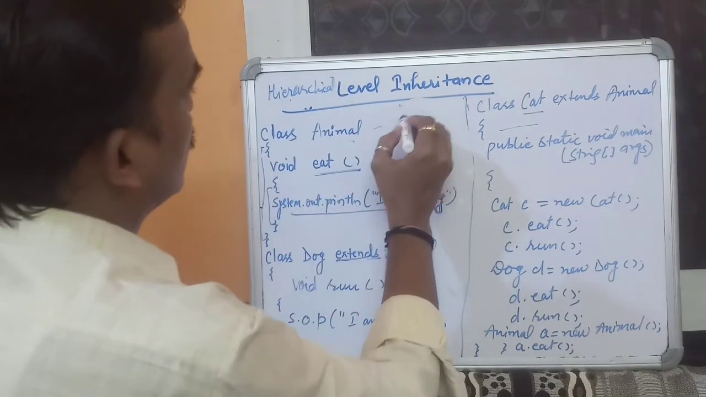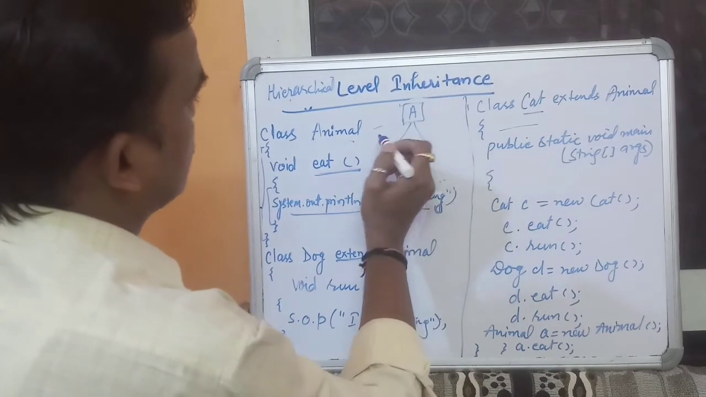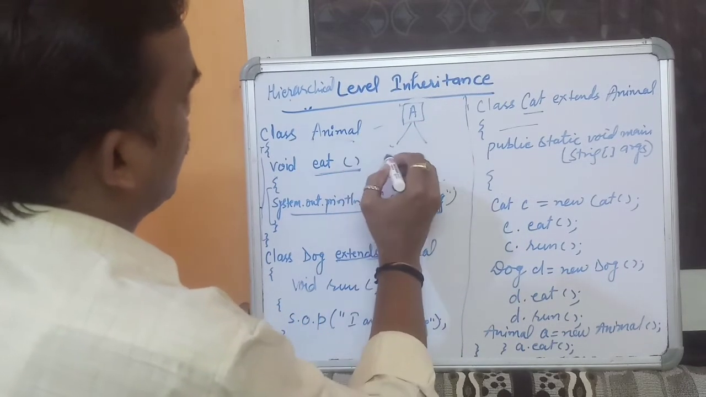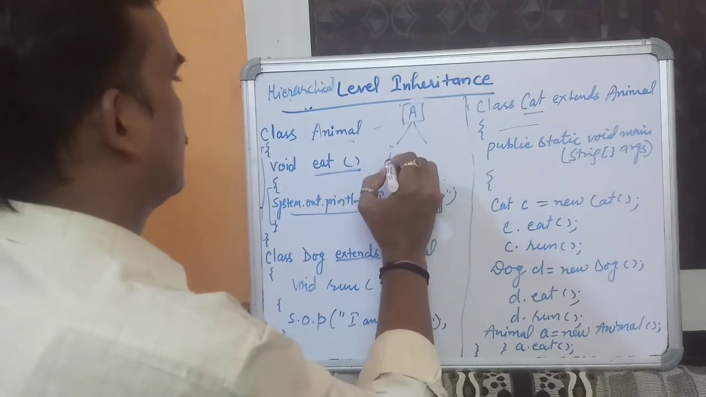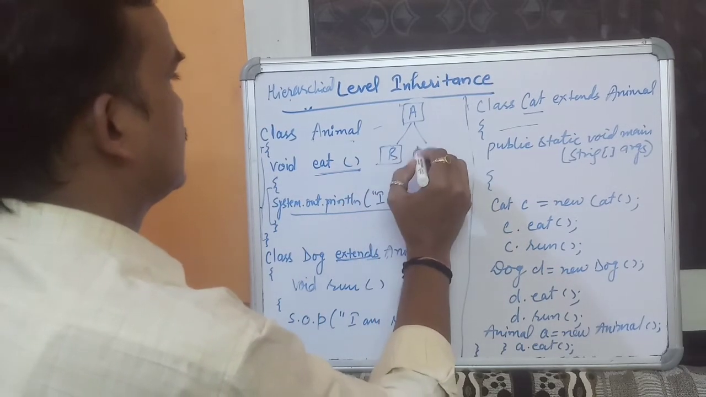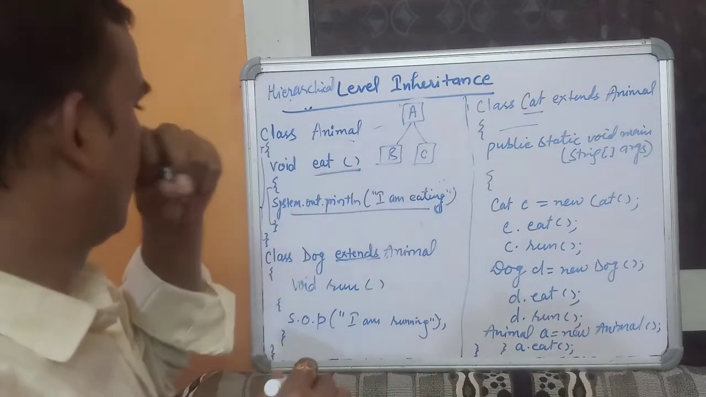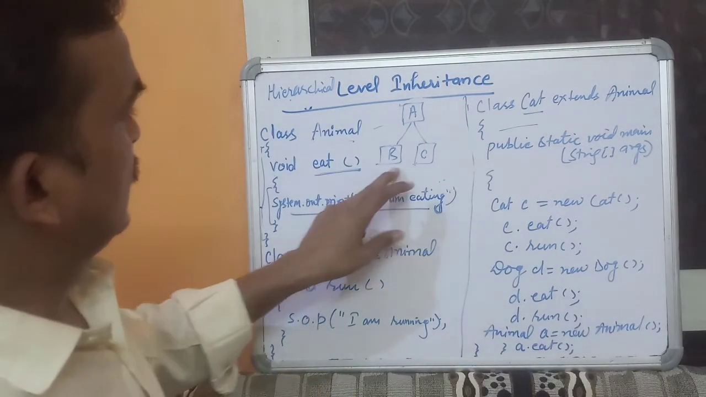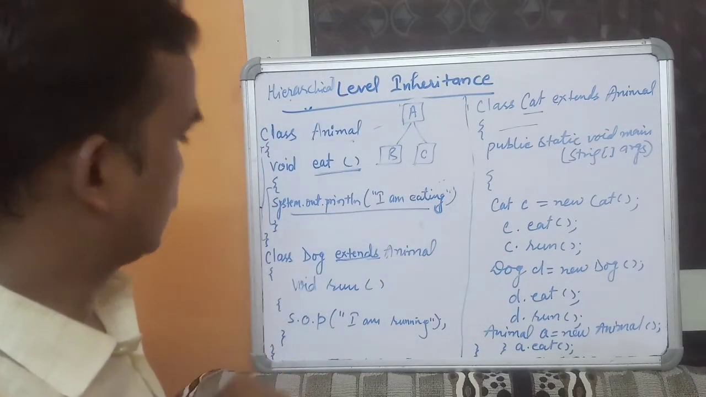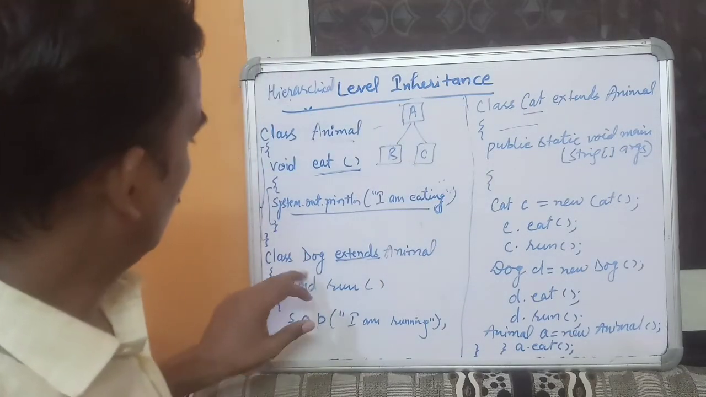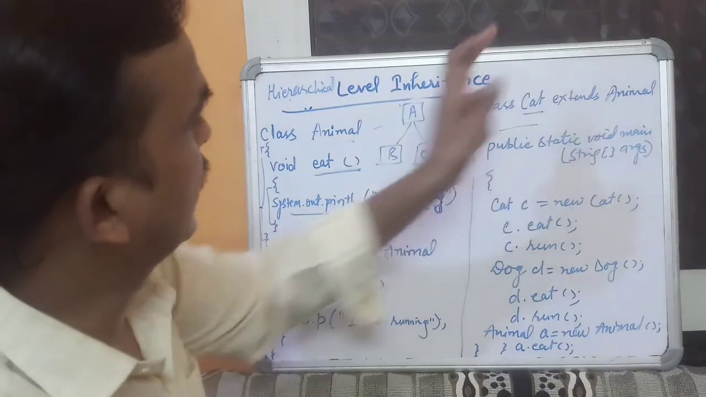In hierarchical inheritance, we have one parent class, and that parent class is accessible by more than one subclass. So that is B and that is C. Here A is an animal, B is a dog and C is a cat. So both these subclasses will access the main parent class. So dog extends the animal and cat extends the animal.